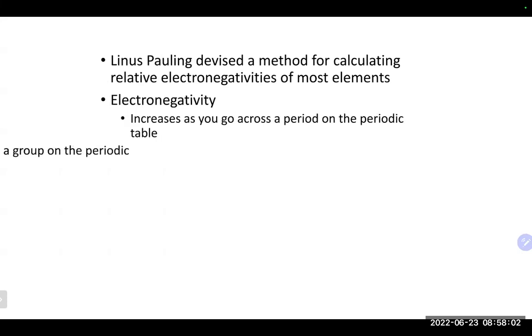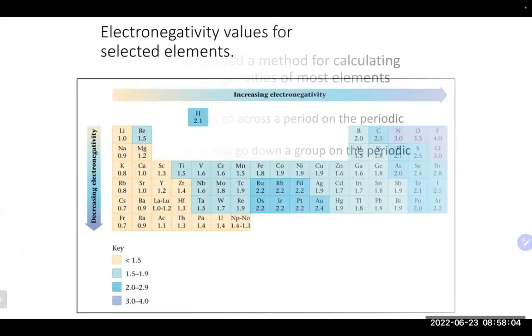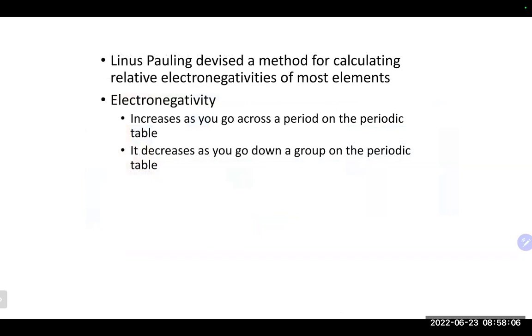So a guy by the name of Pauling came up with a method to calculate electronegativity for each of the elements. He was able to assign electronegativity values of 0 to 4. 4 is the most electronegative, and 0 not so much.